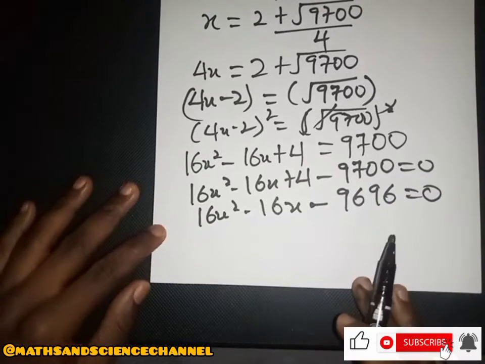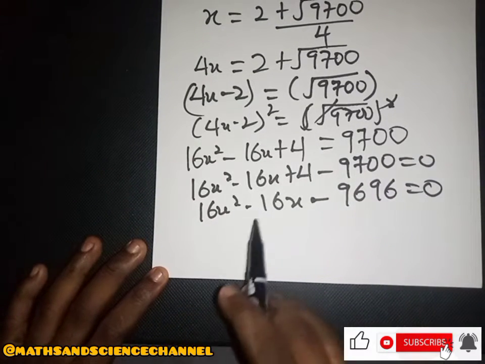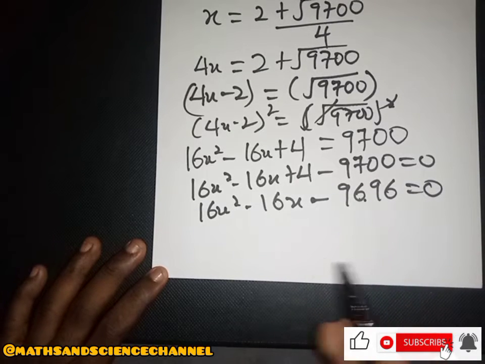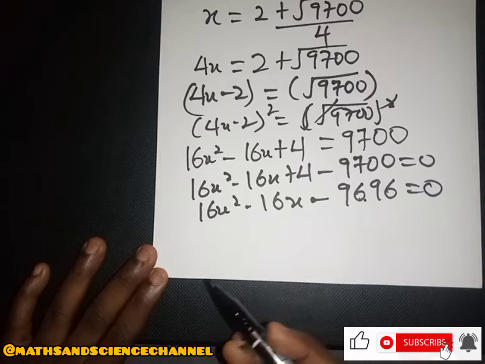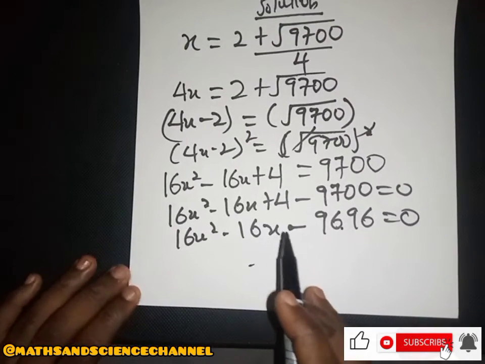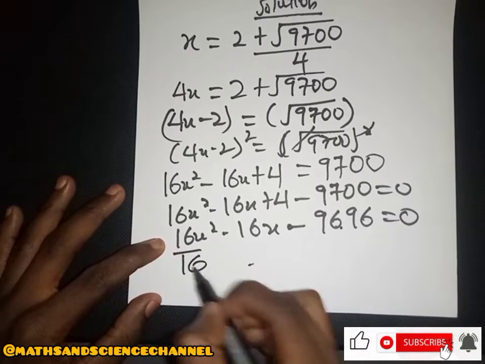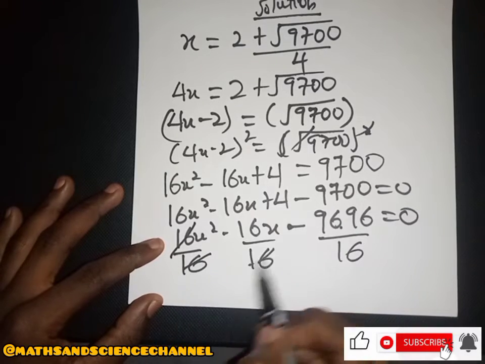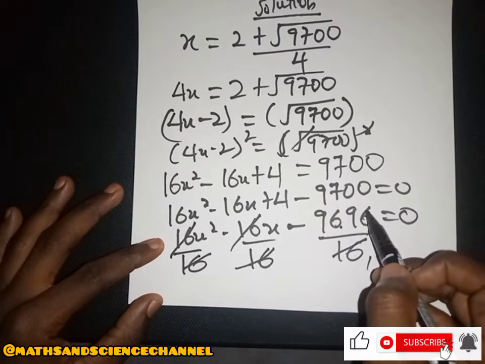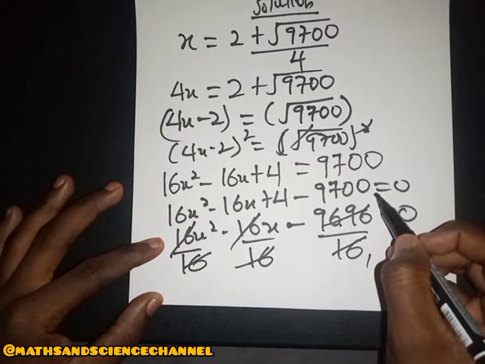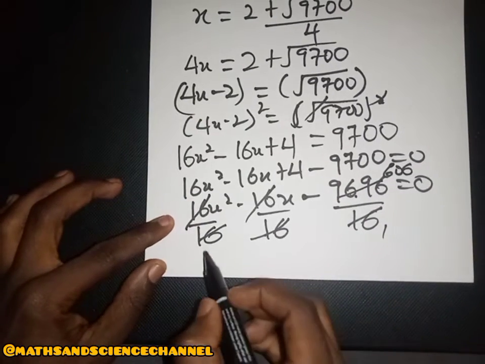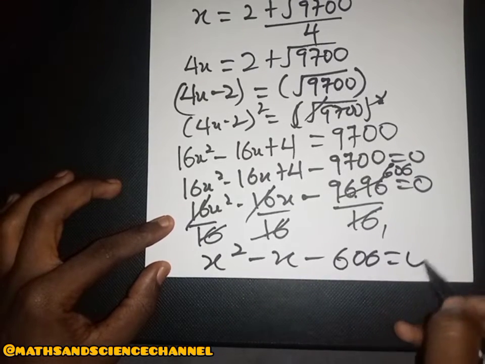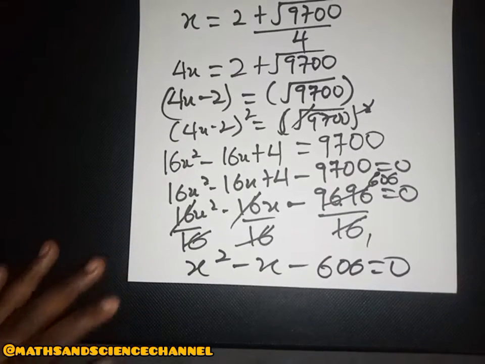When we subtract, we get 16x squared minus 16x minus 9,696 being equal to 0. Now if you look at the coefficient of x squared, it's just 16, and we have 16 here and 9,696. So what we can do is divide all sides by 16. Dividing all sides by 16, this gets rid of that, this goes into itself, and we have 606. So quickly we can write the whole thing as x squared minus x minus 606 being equal to 0, right? So this is what we have in this case.